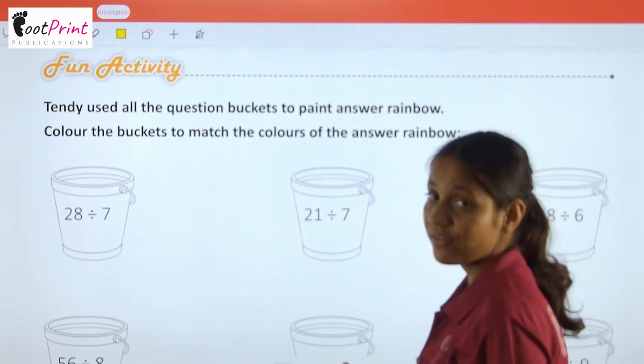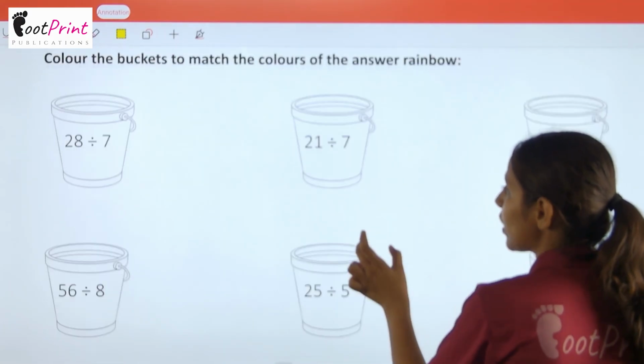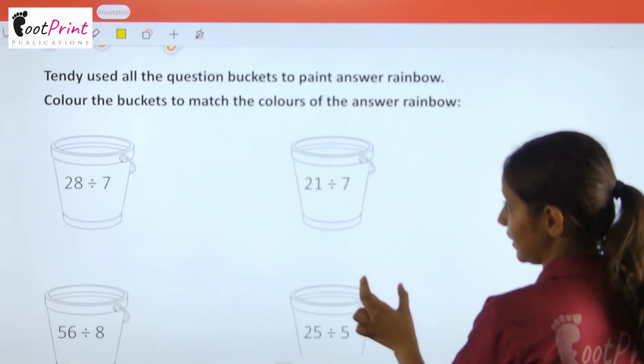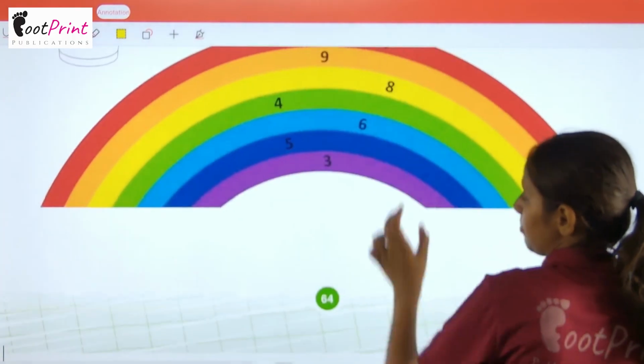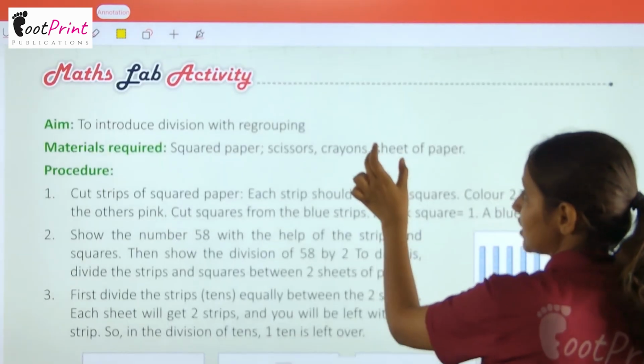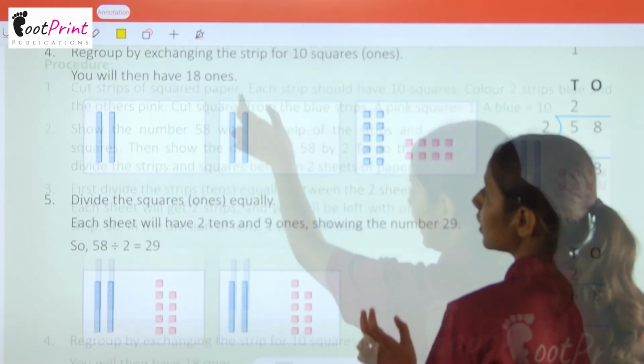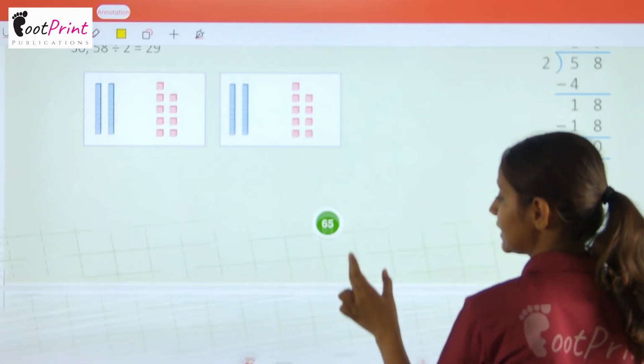Now we have a fun activity. This fun activity you have to do by yourself with the help of your teacher and the parents. Now this maths lab activity you will do in your school maths lab. So here we have completed our chapter.